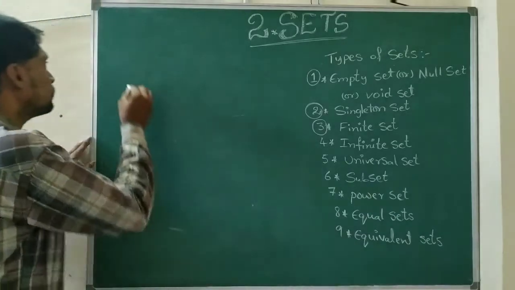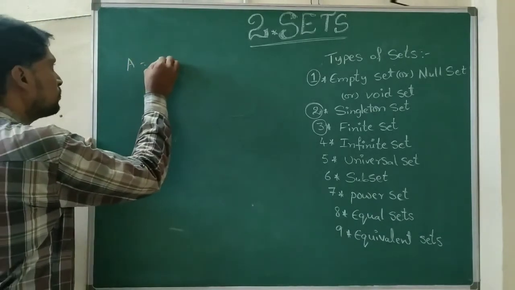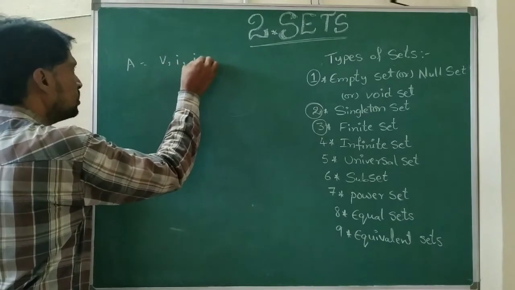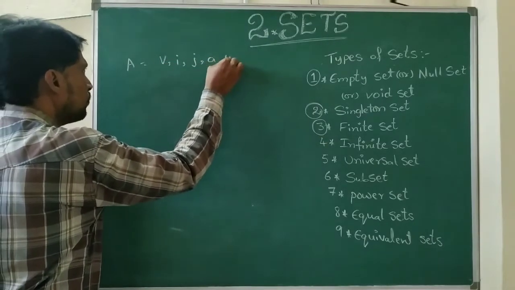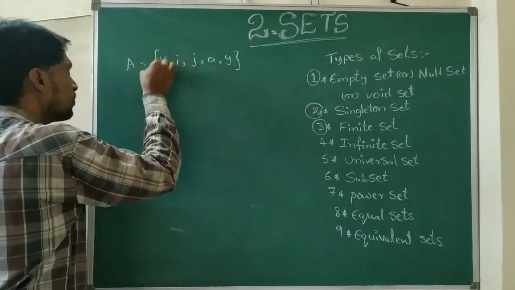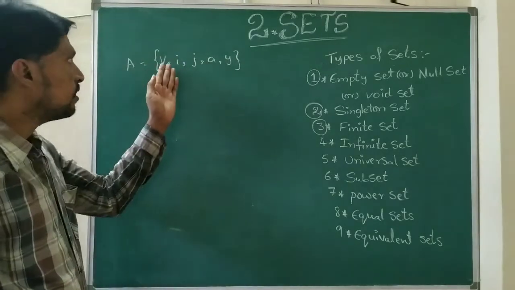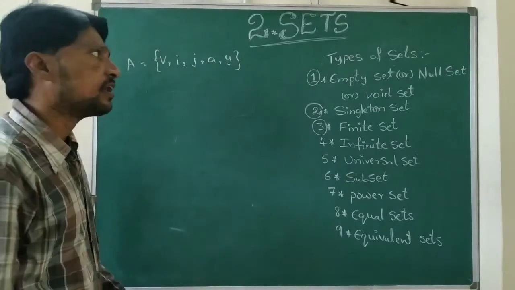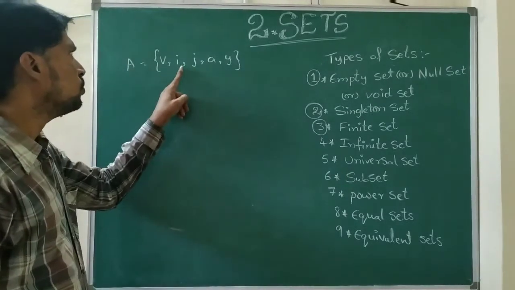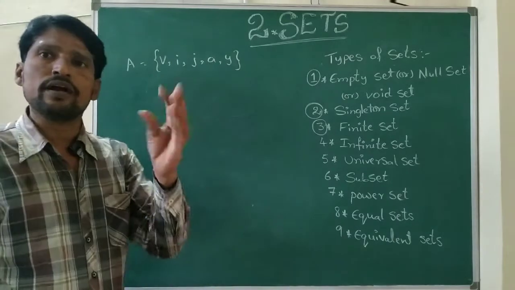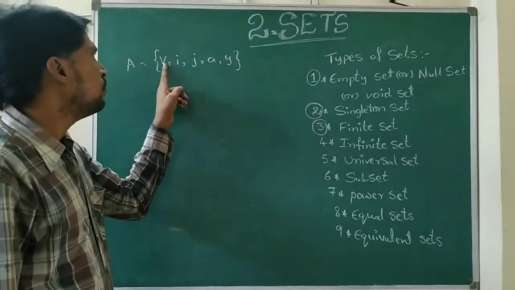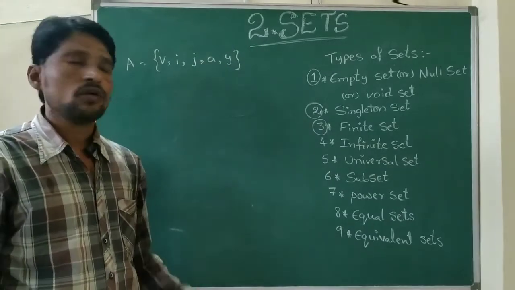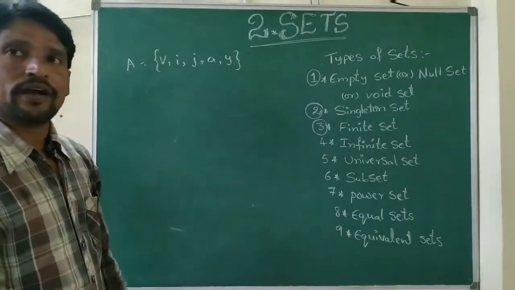Example, A equals {B, I, J, A, Y}. We can count this here. How many elements are there in this? We can count: 1, 2, 3, 4, 5. So 5 elements are there. What are the elements? B, I, J, A, Y. So this is a finite set.